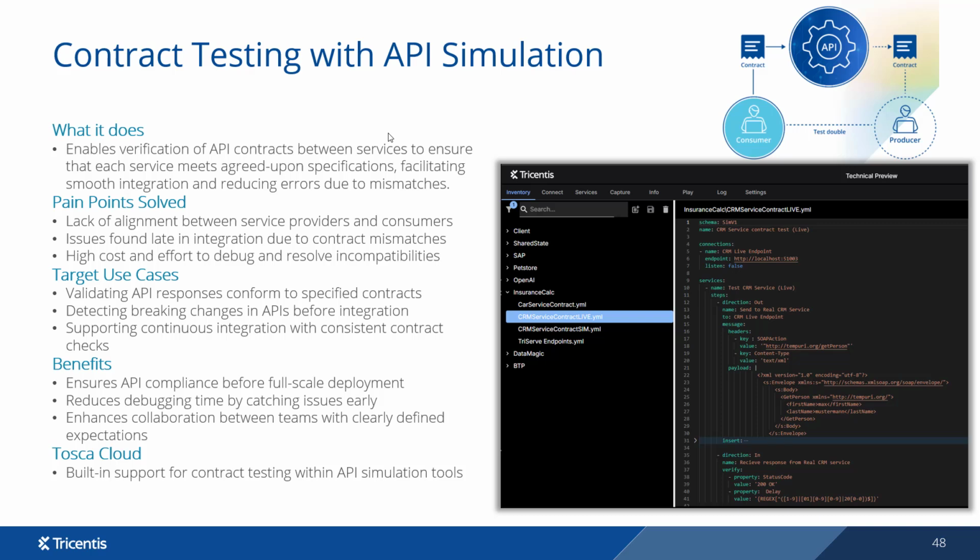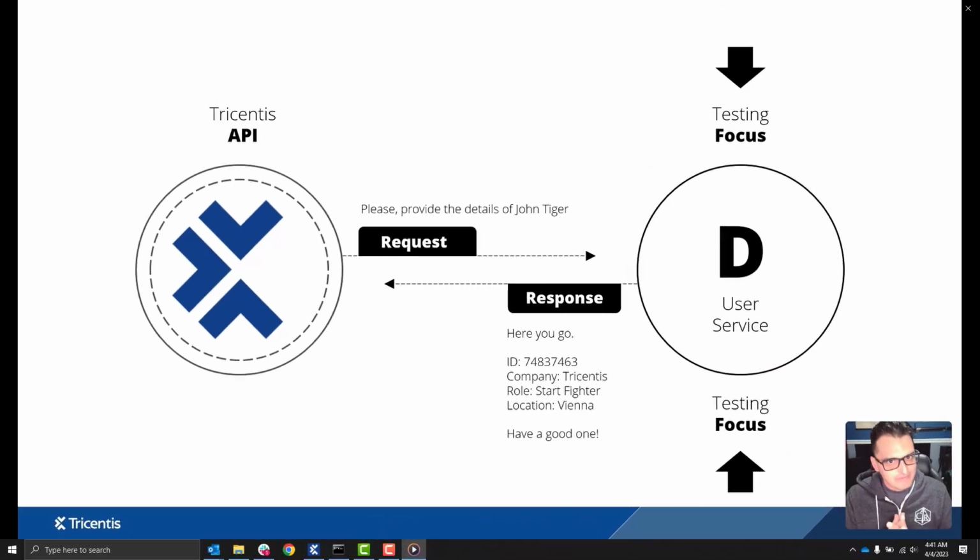In this video, we're going to take a second to look at the contract testing engine built within Tosca Cloud. Quick demonstration of this. When we have our standard interaction with an API, the API simulation is actually a two-part name. There's an API piece to it. There's also a simulation piece to it. Bring them together, API simulation.